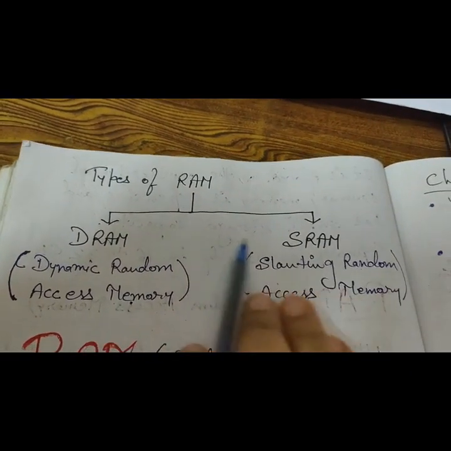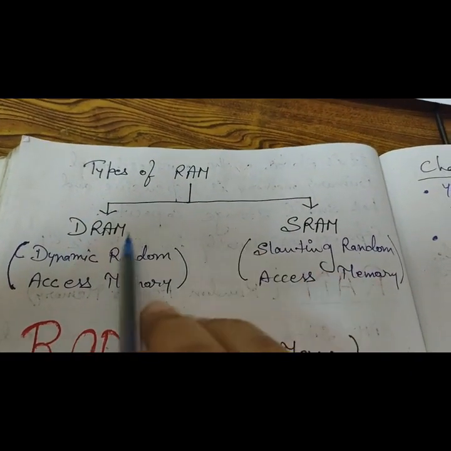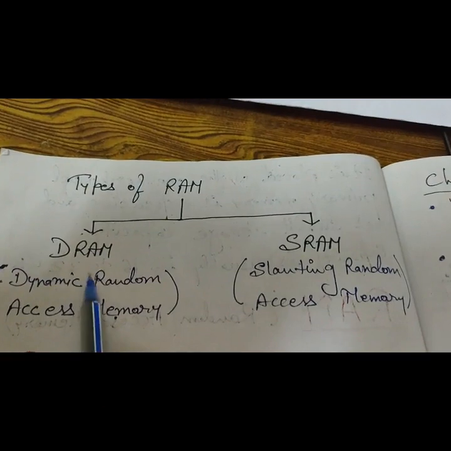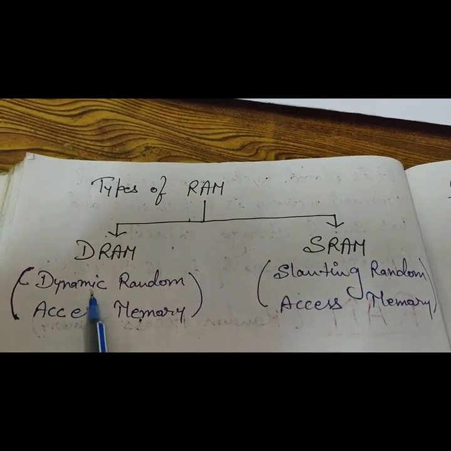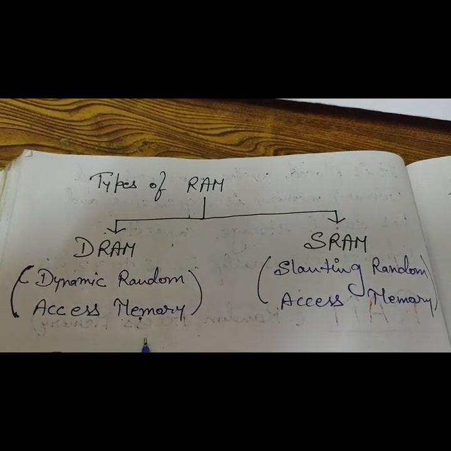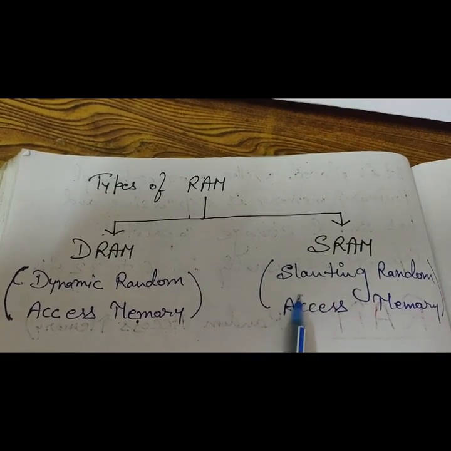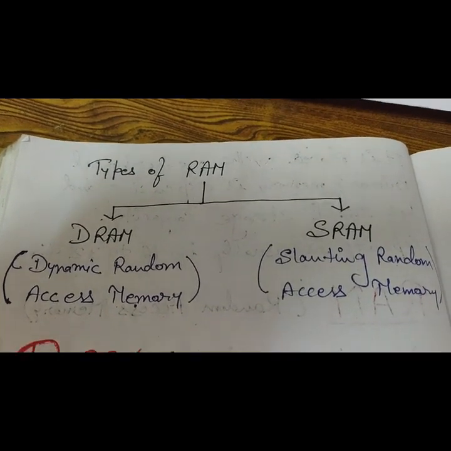So let's come to the types of RAM. We have two types of RAM: DRAM, the full form of which is dynamic random access memory, and SRAM, which is static random access memory.